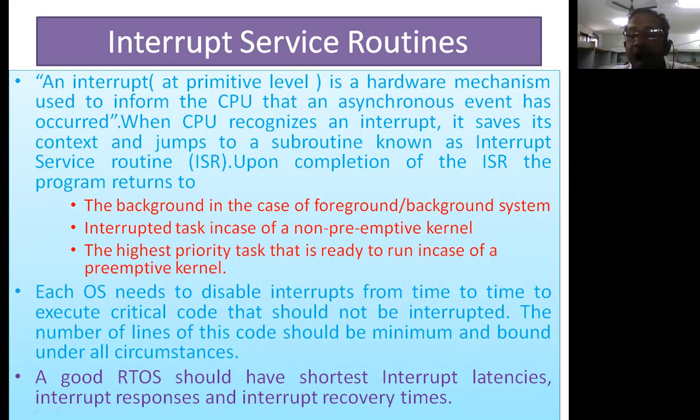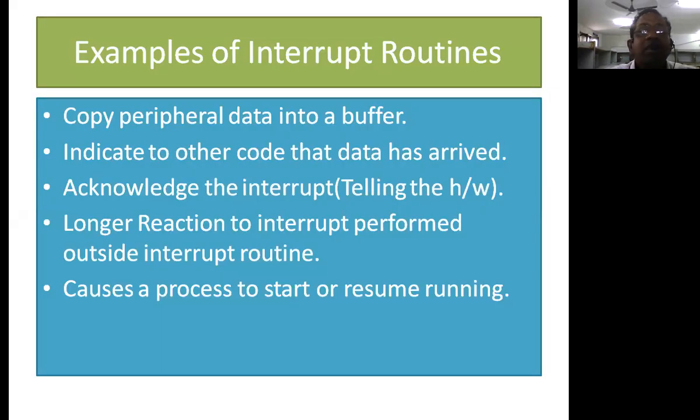To make it fast enough, the code length of the interrupt service routine should be very, very small to get all these advantages. So apart from minimum code length, a good RTOS should have the shortest interrupt latencies, interrupt response time periods, and interrupt recovery time periods. All these things are very much essential apart from minimum code. Then what are the various examples of interrupt routines that we can think of?